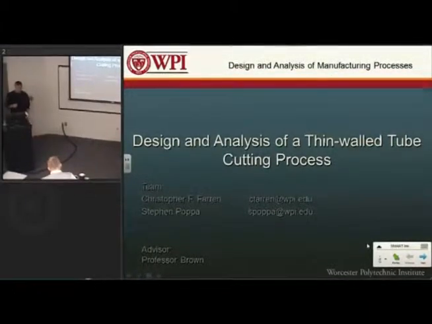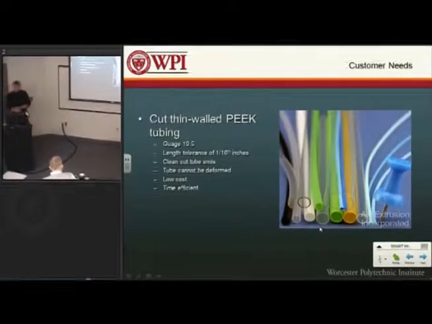So our project is the design and analysis of a thin-walled tube cutting process. Quick background: the company I worked for developed and manufactured intravascular imaging catheters. Common materials in catheters are plastics because they're lightweight and easy to manufacture. And PEEK in particular is a very common plastic tube used in them.